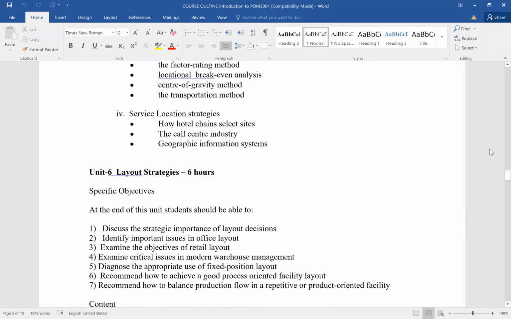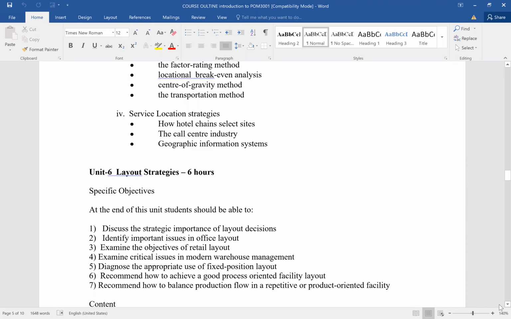We're going to want to look at and diagnose the appropriate use of fixed position layout. So fixed position layout, say if you're building a bridge or something like that, you want to bring all your materials to a certain point. That's a large project, so you don't have to be moving large materials over a large distance. Everything is close by. And the example in the text is going to talk about a ship making company, right? We want to be able to recommend how to achieve a good process-oriented facility layout. Recommend how to balance production flow in a repetitive or production-oriented facility.